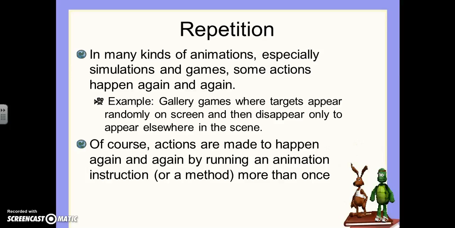In many kinds of animations, you'll see, especially simulations in games, some actions are going to happen over and over again. An example of this might be gallery games, where targets appear randomly on the screen and then disappear only to appear somewhere else in the scene. Of course, actions are made to happen again and again by running an animation, instruction, or a method more than once. Now, if we want Alice to execute a method more than once, we can utilize a loop control structure.